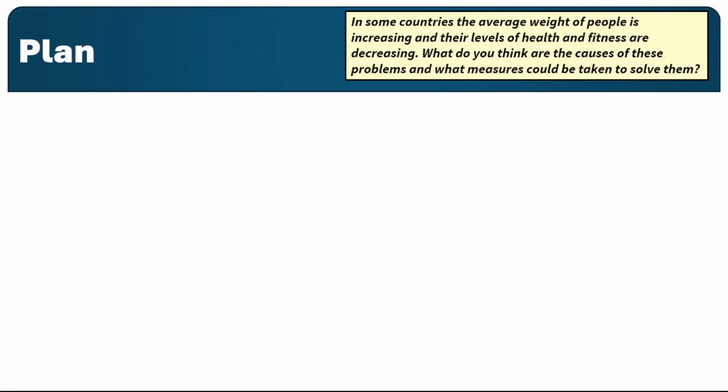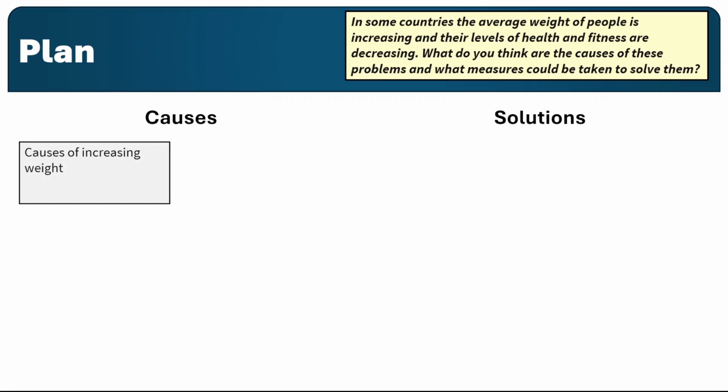So let's look at the plan for this particular essay. Now we're going to divide it up into causes and into solutions as well. Remember, we're talking about causes of the problem, not the problem itself. There are lots of different possible causes, lots of different possible solutions. These are my ideas. You may be able to think of better ones. There are lots of different possibilities. So I'm going to divide my essay into the causes of increasing weight and also the causes of decreasing health and fitness. So what do I think are the causes of increasing weight?